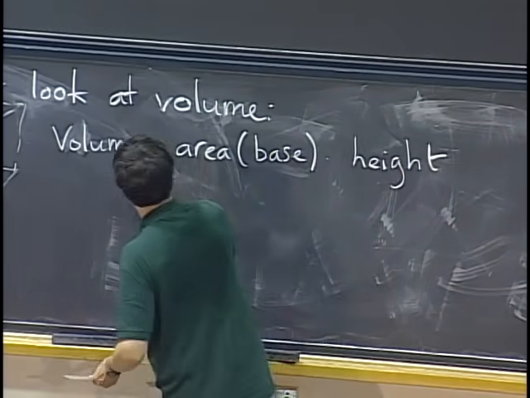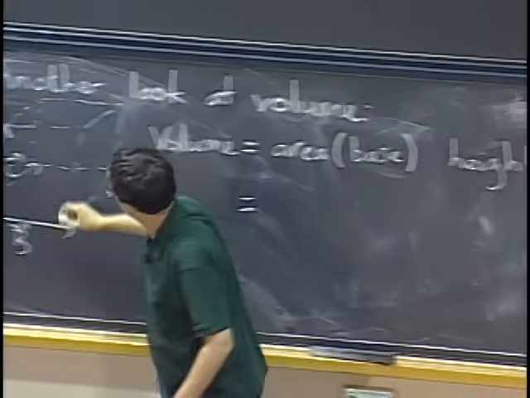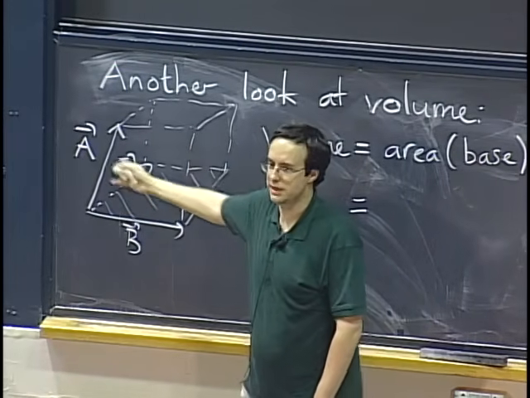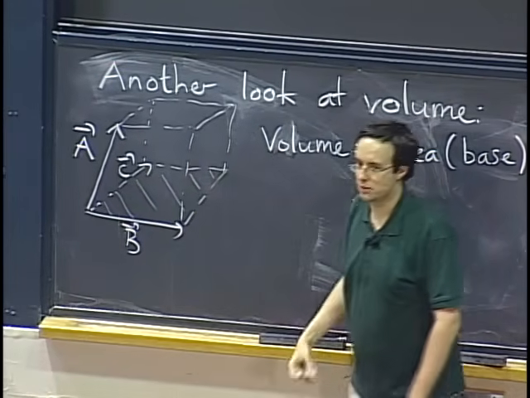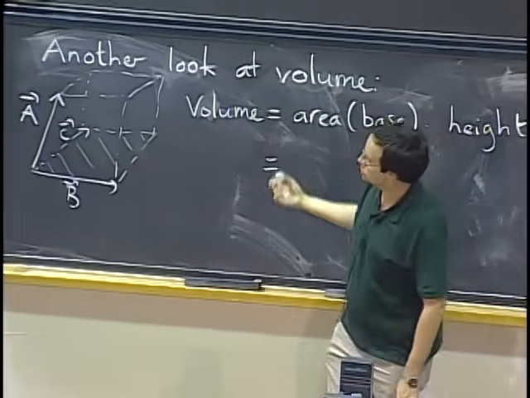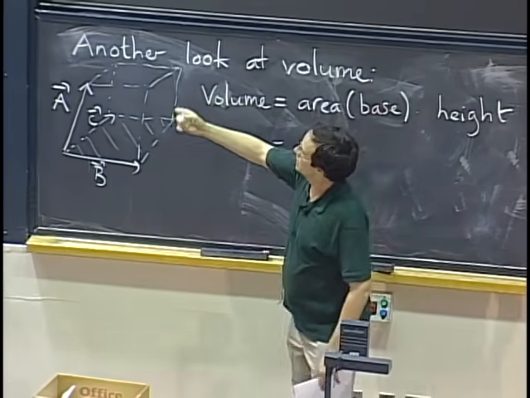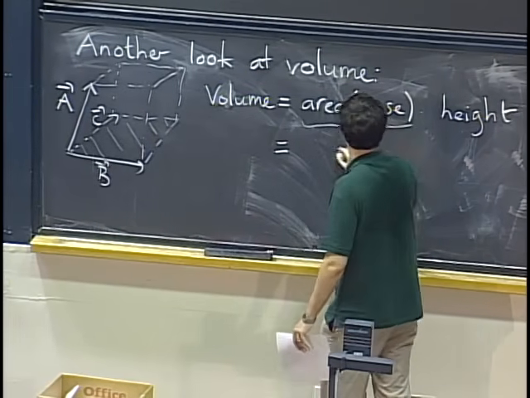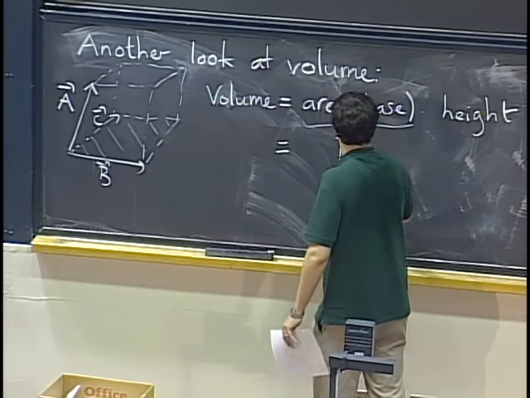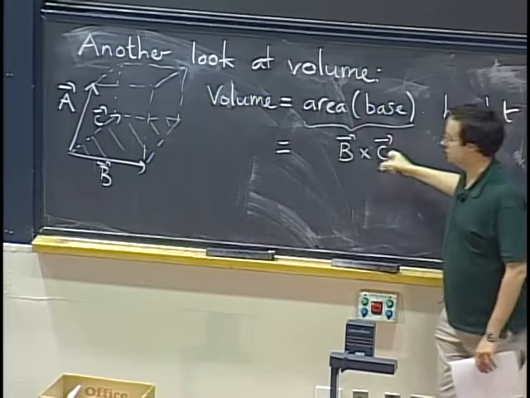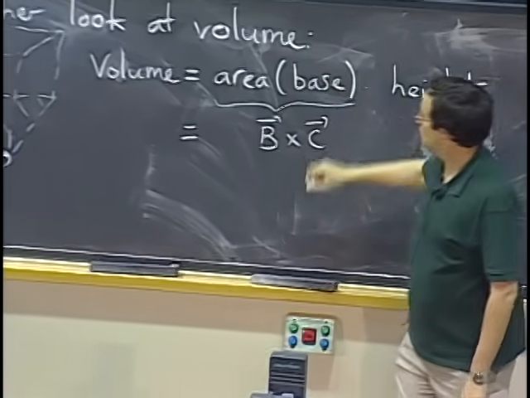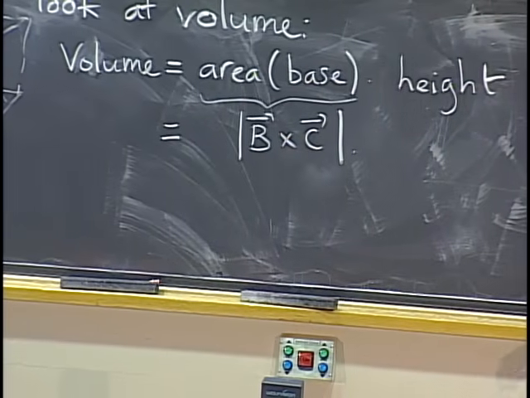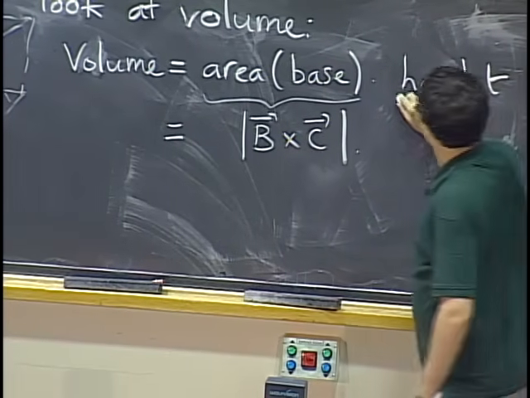Well, what's the area of a base? So the base is a parallelogram in space with sides B and C. How do we find the area of a parallelogram in space? Well, we just discovered that. We can do it by taking the cross product. So the area of a base, well, we take the cross product of B and C. That's not quite it, because this is a vector. We would like a number. Well, we take its length. That's pretty good.